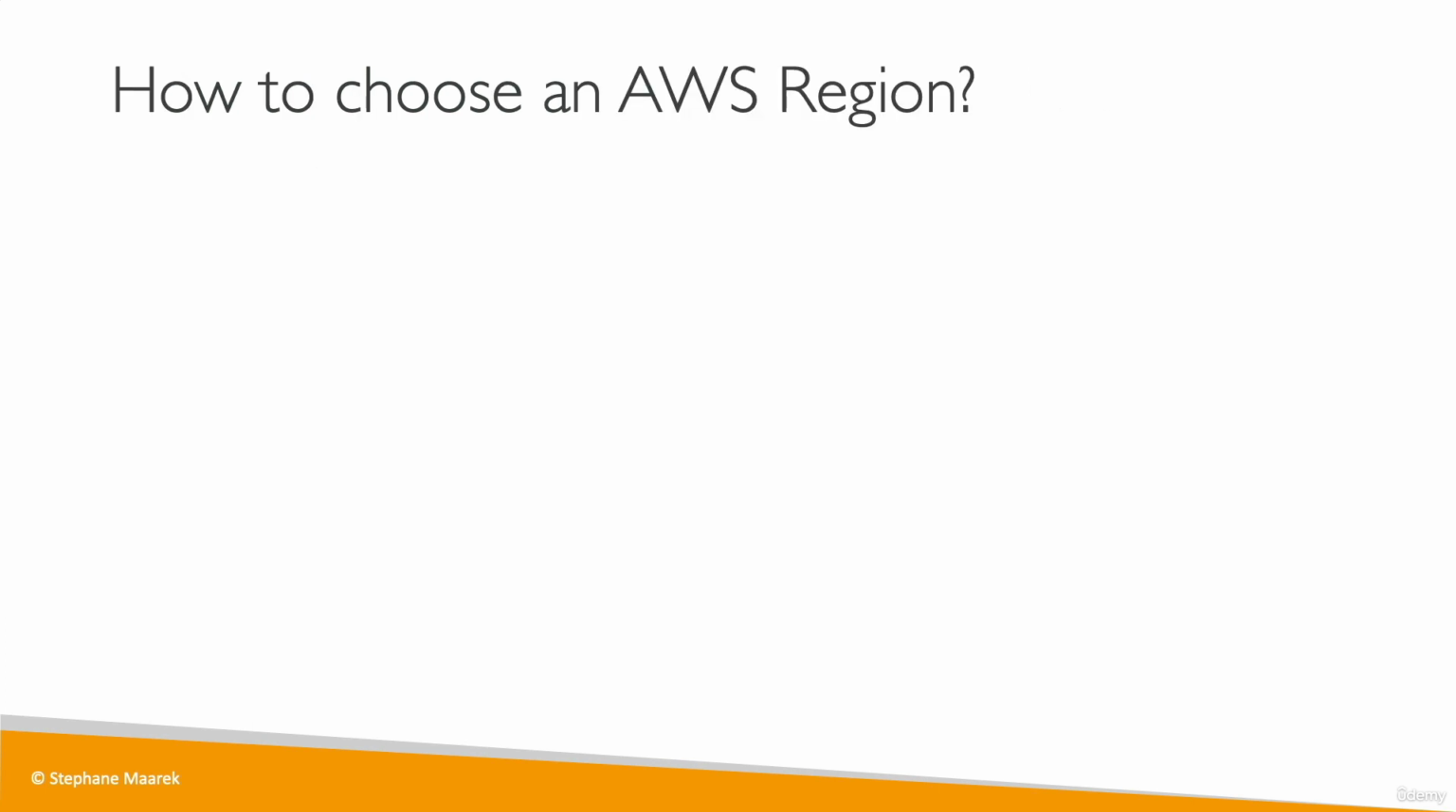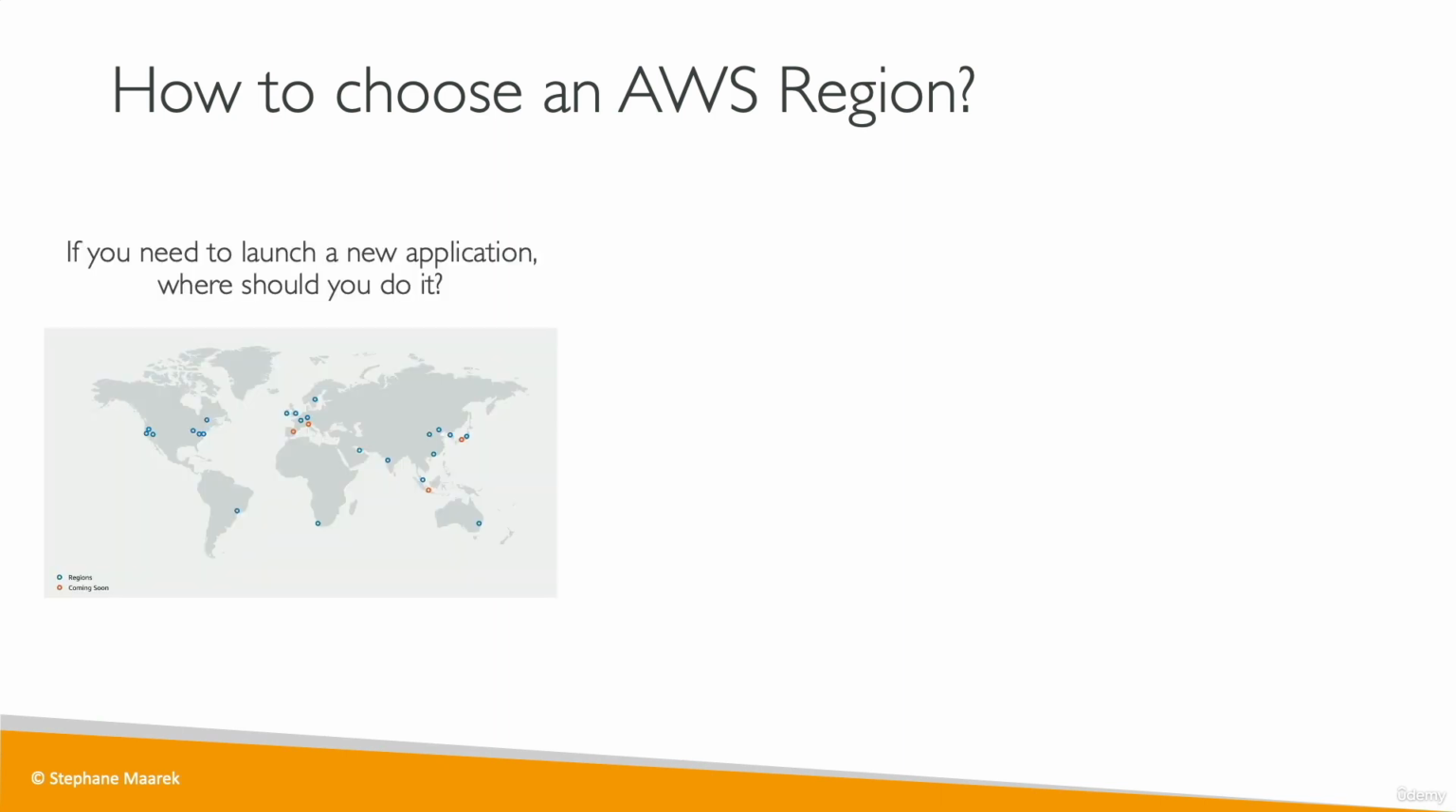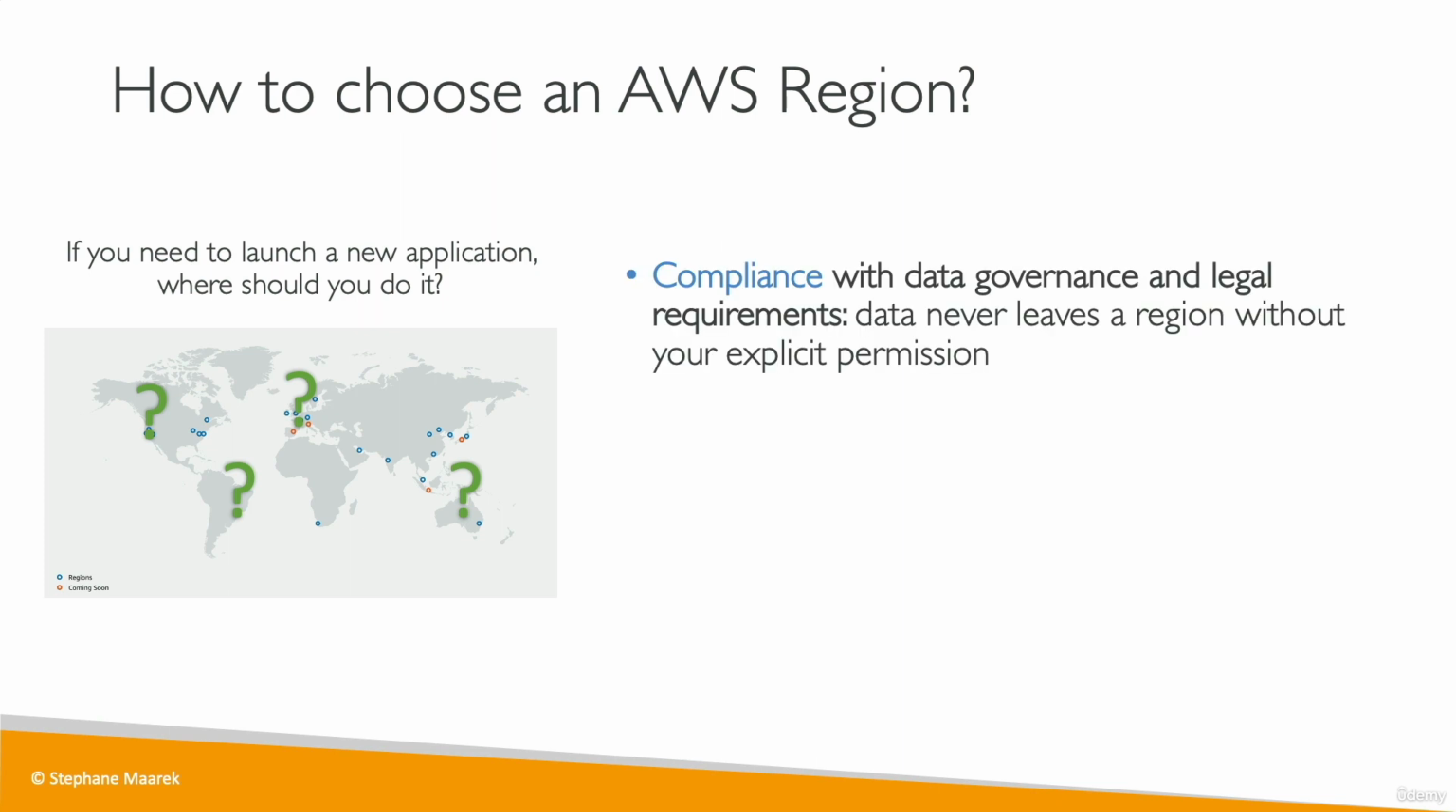Now, a question that may come up in the exam is how do you choose an AWS region? Say you're launching a new application, where should you do it? Should you do it in America, in Europe, in South America, or in Australia? Well, the answer is, of course, it depends. But let's look at some factors that may impact your choice of an AWS region. The first one is compliance. Sometimes governments want the data to be local to the country you're deploying the application in. For example, data in France may have to stay in France, and therefore you should launch your application in the French region. Then there is also a concept of latency.